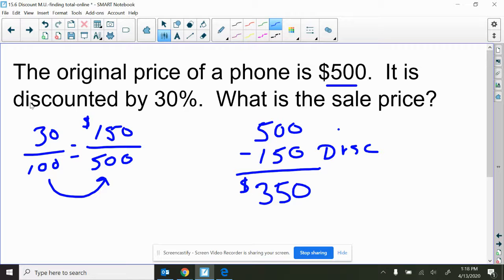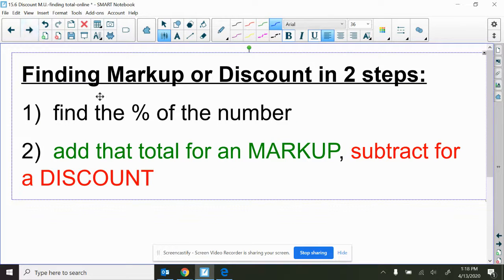So two steps in these problems, and we looked at both types there. To find the markup or discount, this would be a good thing to write down as you're doing some practice today. First thing you're doing is finding the percent of the number for either markup or a discount. Once you found that number, that's where it matters. If it's a markup, you're adding that to your original number. If it's a discount, you're going to subtract it.